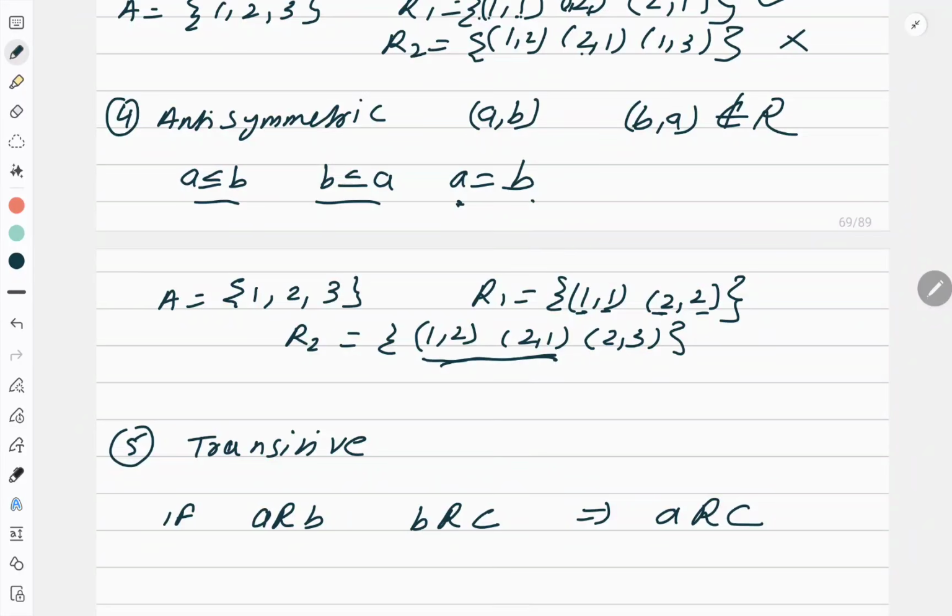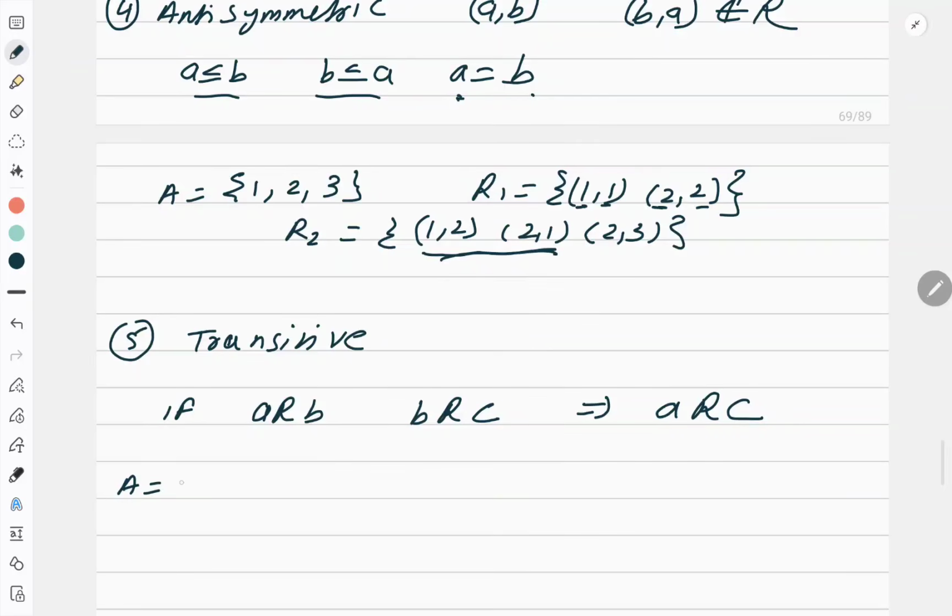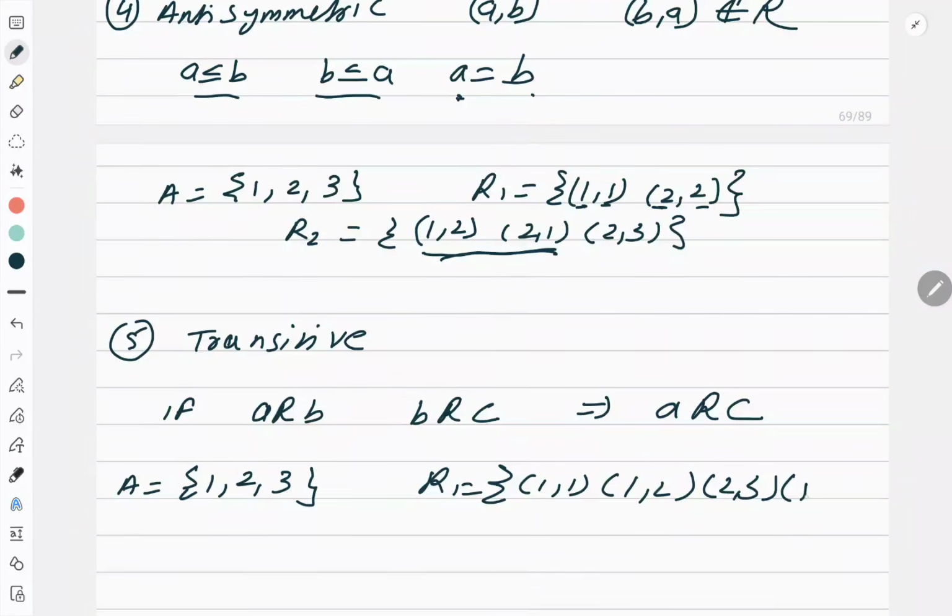For example, if you have the set A, which is 1, 2, 3, and the relation is (1, 1), (1, 2), (2, 3), (1, 3), (3, 1) and (3, 2). Now look at this carefully. (1, 1) and (1, 2) are there, so (1, 2) should be there. It is there. So no issues.